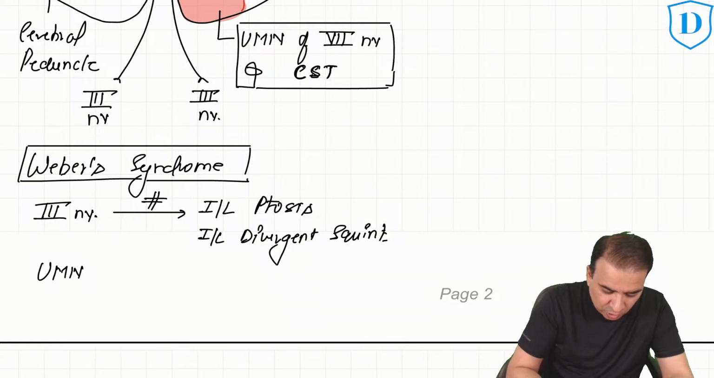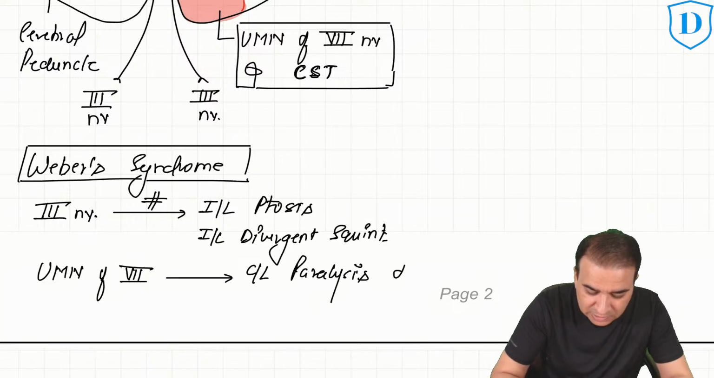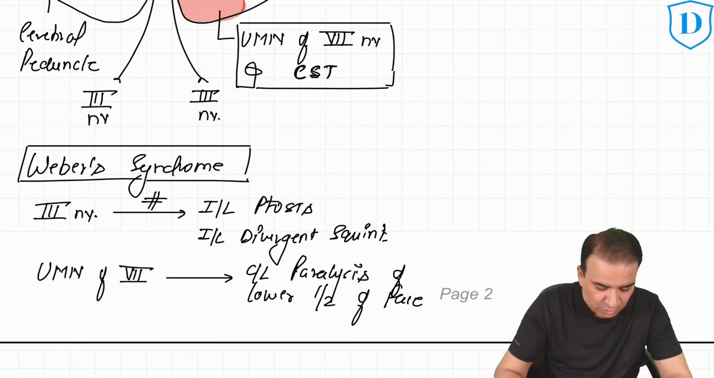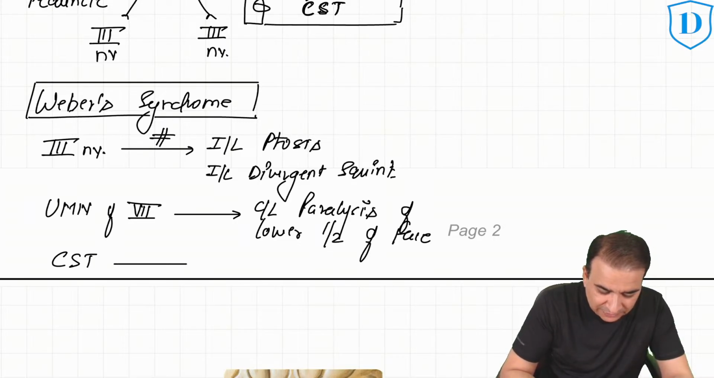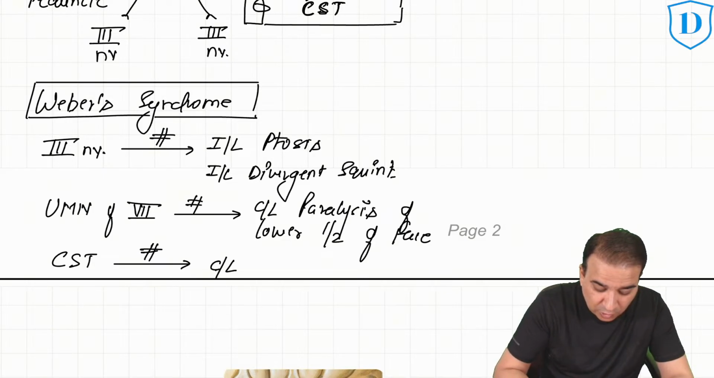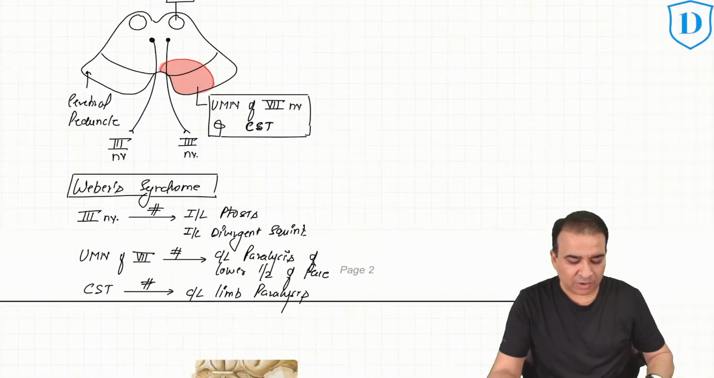Upper motor neuron of the facial nerve, guys. We just discussed that if there is an injury to the upper motor neuron of the facial nerve, there will be a contralateral paralysis of the lower half of the face, and also there will be corticospinal tract injury. And guys, we said if there is a corticospinal tract injury, then it will lead to contralateral limb paralysis, or you can say contralateral hemiplegia.